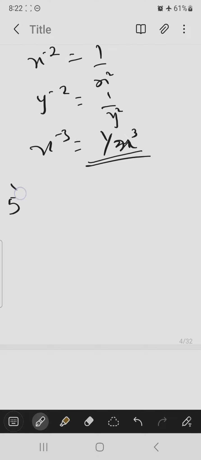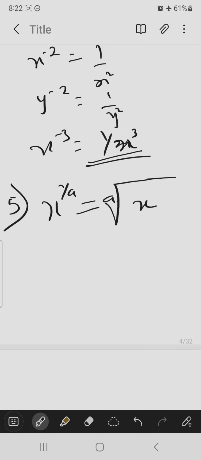Another rule, number 5: if you have x to the power 1 over a, it will be equal to the a-th root of x. So now let's give an instance. Let's say you have 4 raised to power 1 over 2. This one is going to be the root of 4, so this one will be 2. Or you have plus or minus 2. When you get to complex numbers, you will understand the meaning of this plus or minus 2.